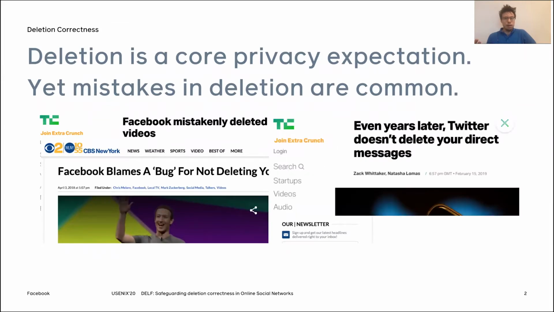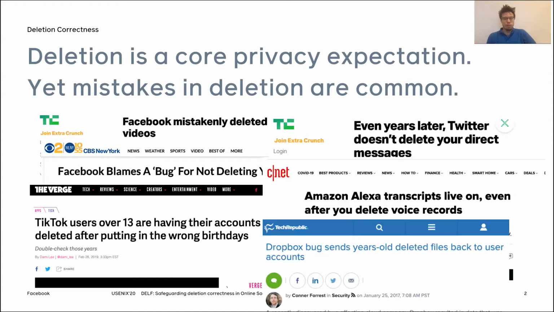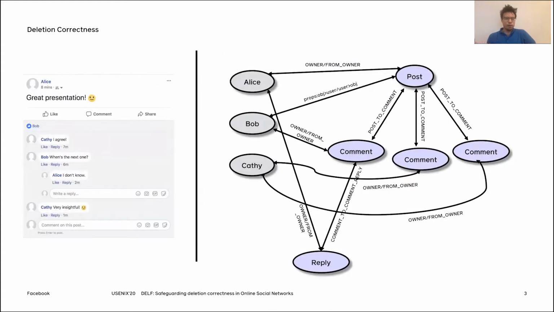And yet, mistakes when implementing deletion are common. These mistakes affect many kinds of services, and we show here some recent examples of news coverage when things go wrong. Each of these mistakes can undermine user trust. So why is it so hard to get right?